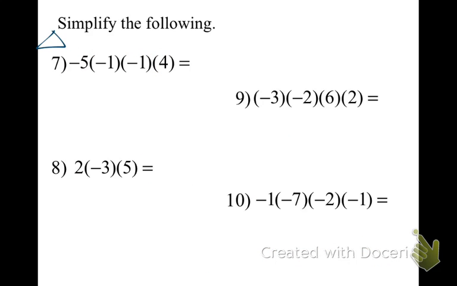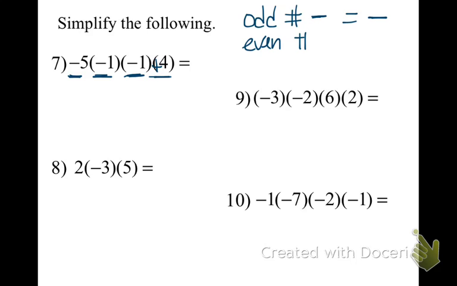So let's take a look at example number 7. We have a lot of numbers: negative 5, negative 1, negative 1, and a 4. Technically, this 4 is a positive. From yesterday's notes, if you have an odd number of negatives, what's your answer going to be? It should be negative. If you have an even number of negatives, it should be a positive. So let's count and see. I have 1, 2, 3. 3 is an odd number, which means I'll end up with a negative answer.